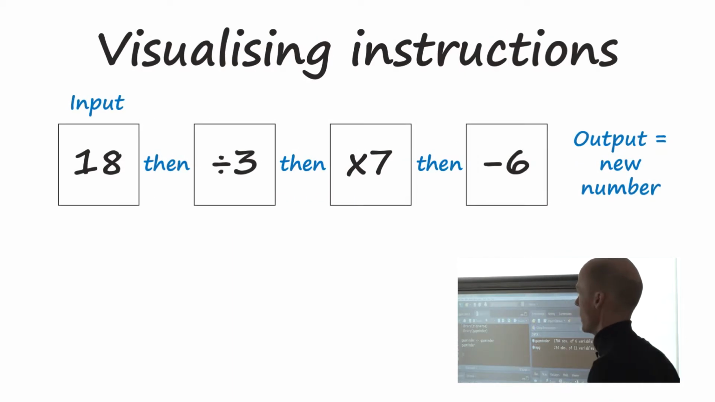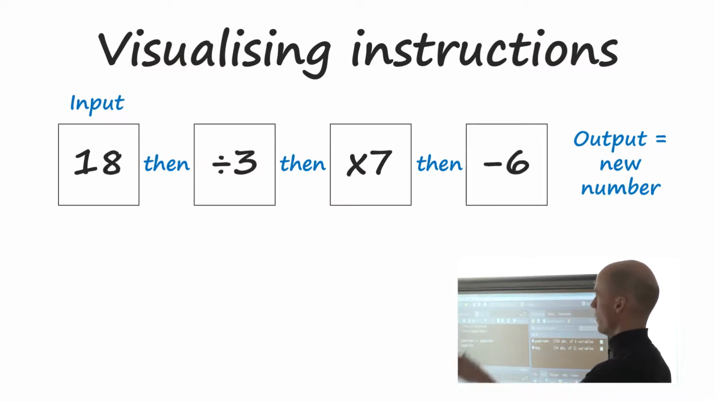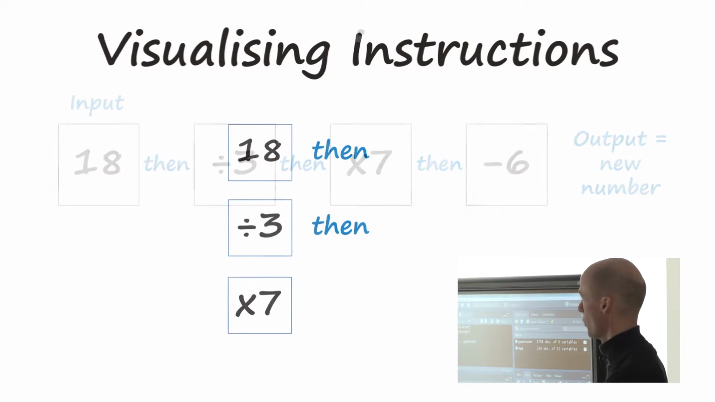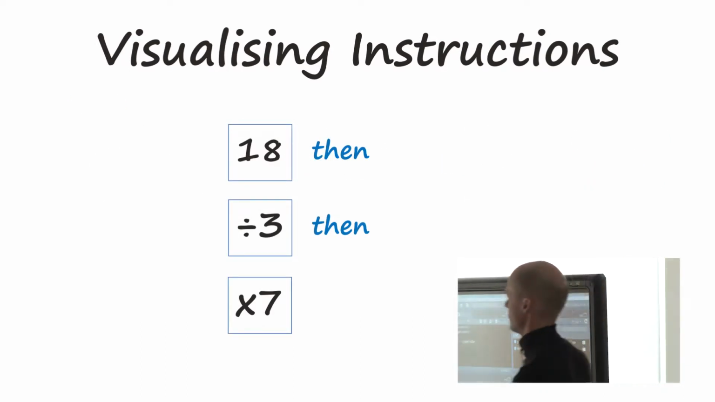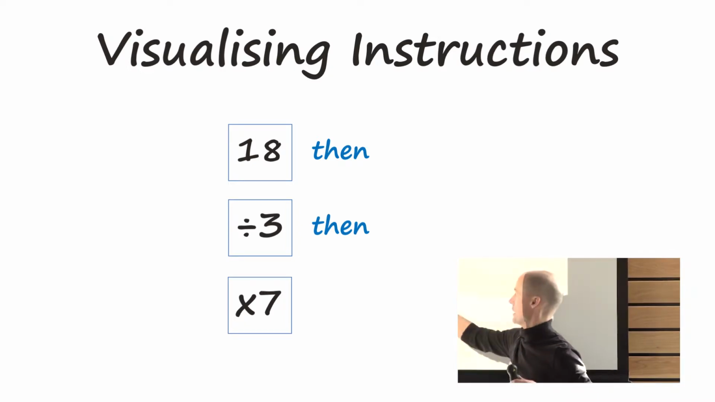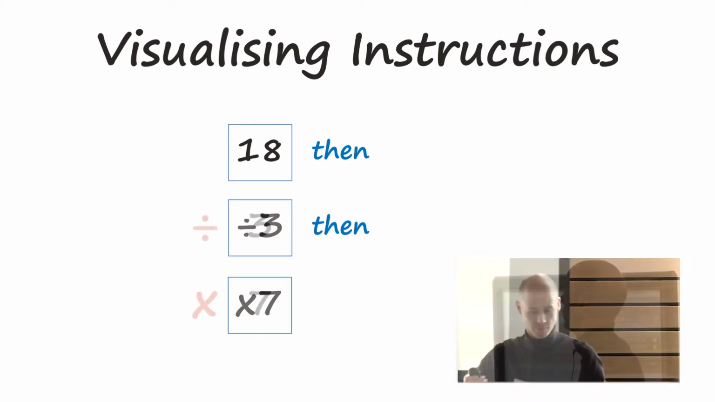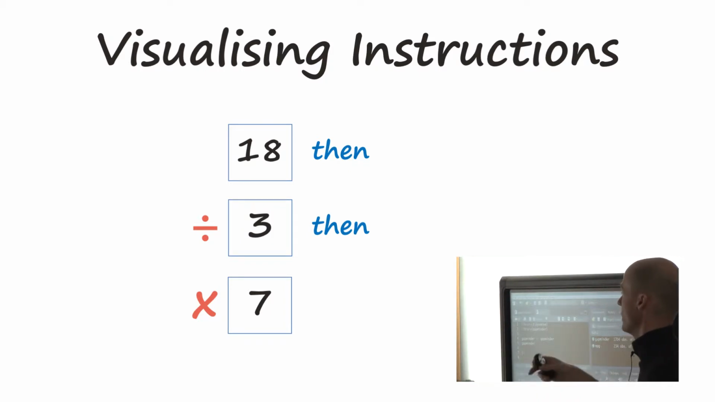We could visualize it like this. So we start with our input, which was 18, and then we divide it by 3, and then we times it by 7, and then we minus 6, and our output is a new number after going through those series of steps. We could also visualize it vertically. So our sequence goes 18, then we divide by 3, and then we times by 7. Let's take the mathematical operators outside the boxes, and that's just the same. We get 18 divided by 3, then times by 7.